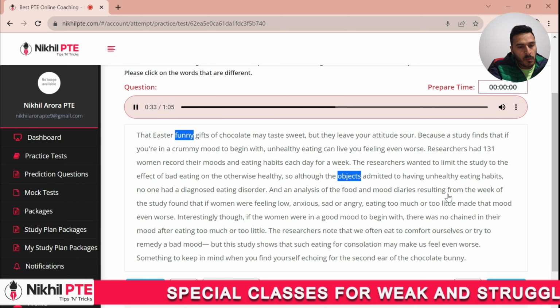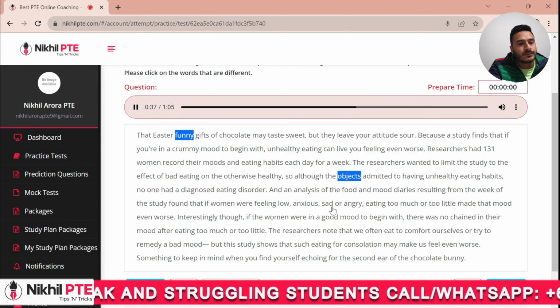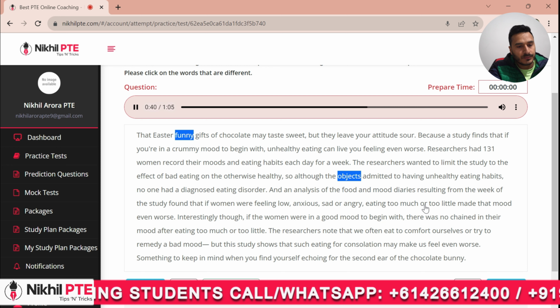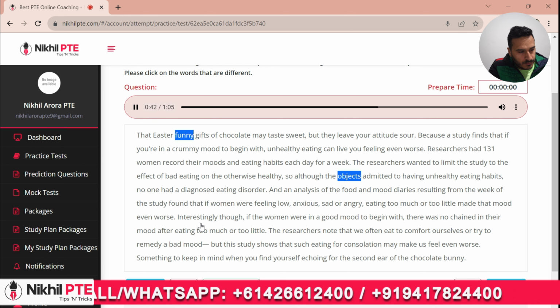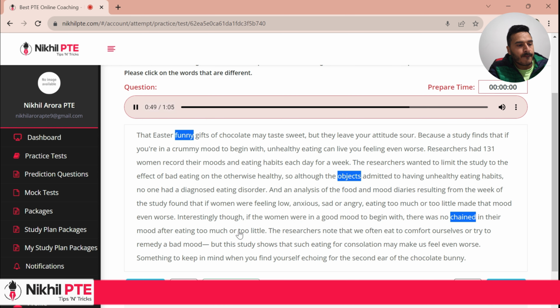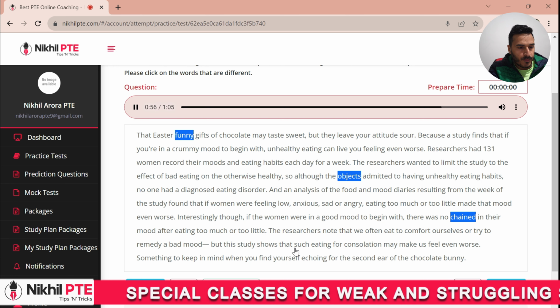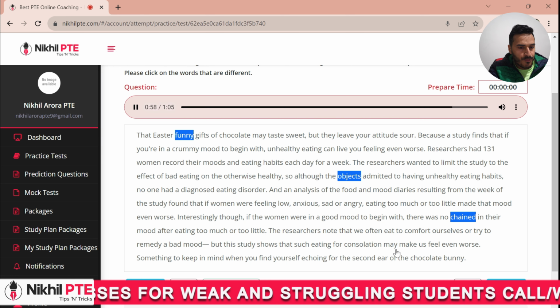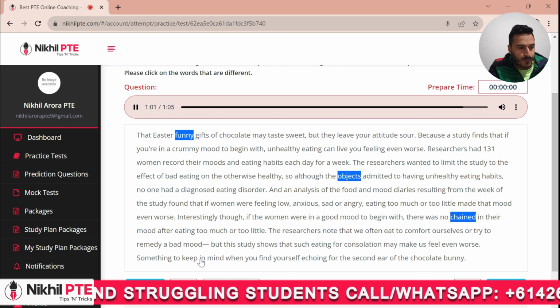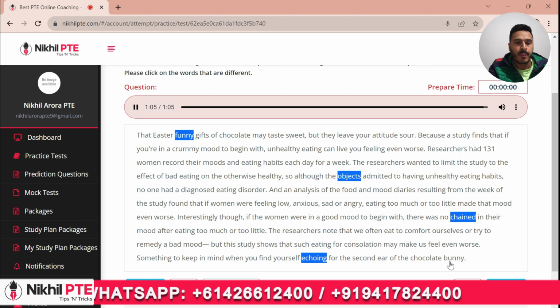and an analysis of the food and mood diaries resulting from the week of the study found that if women were feeling low, anxious, sad or angry, eating too much or too little made the mood even worse. Interestingly though, if the women were in a good mood to begin with, there was no change in their mood after eating too much or too little. The researchers note that we often eat to comfort ourselves or try to remedy a bad mood, but this study shows that such eating for consolation may make us feel even worse. Something to keep in mind when you find yourself reaching for the second ear of the chocolate bunny.